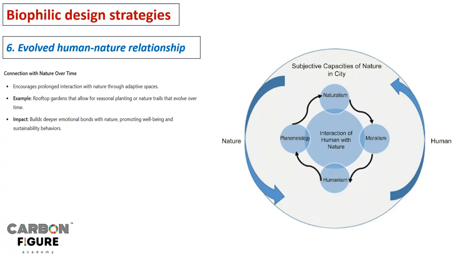They mention four different elements: naturalism, moralism, humanism, and phenomenology, like how an individual perceives what exists in front of him. Here it is with respect to nature and personal connectivity, right? By keeping this in mind, we should build our cities of tomorrow so that we won't lose our continuous connection with nature.